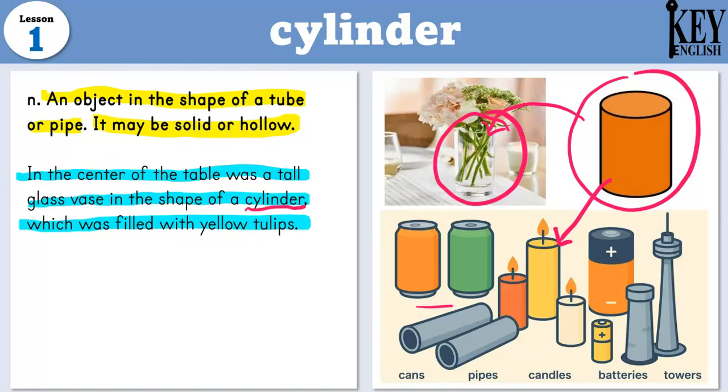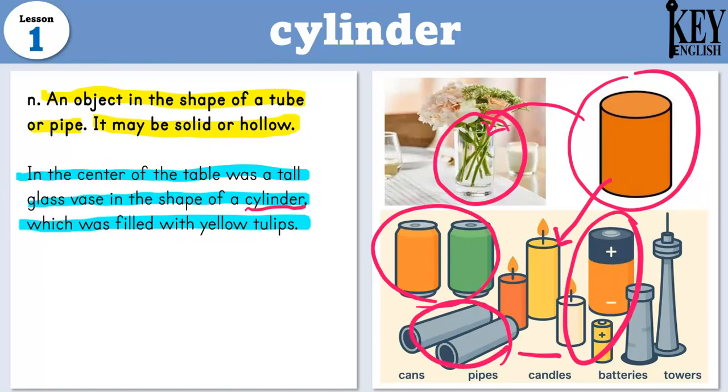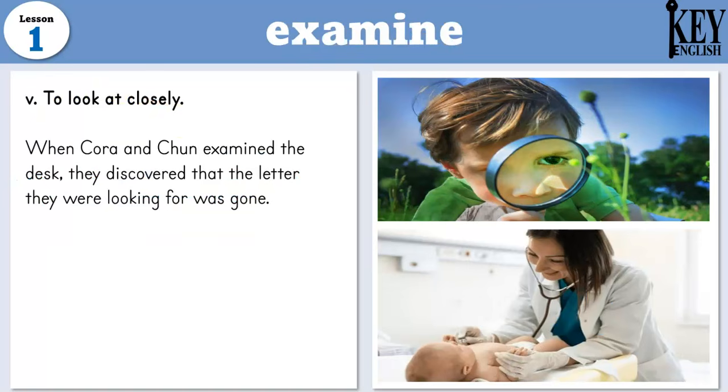For example, soda cans are often found in the shape of a cylinder. The same is true about pipes and candles and batteries, and even some buildings like these towers here are shaped like cylinders. The next word is examine.